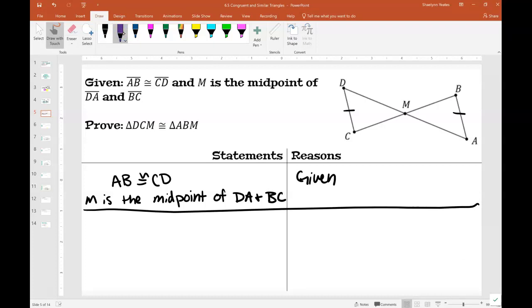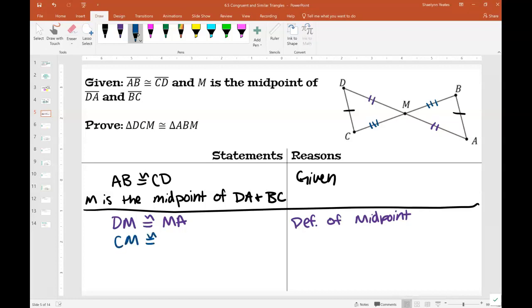Okay, so if M is the midpoint of DA, that means it's in the middle, which means that DM has to be the same length as MA if M is in the middle. So I can say that DM is congruent to MA by the definition of a midpoint. Okay? And because M is also the midpoint of CB, I know that CM has to be the same length as MB. So CM is going to be congruent to MB. And again, that's just by the definition of midpoint. So I'm just going to put those in the same section.